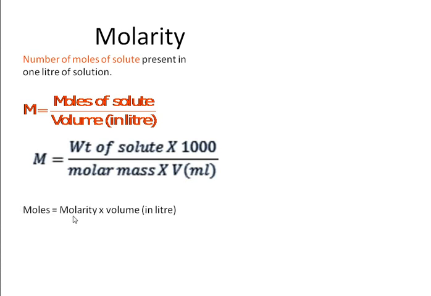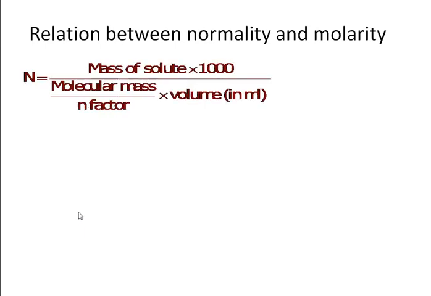If you want to calculate moles, then again the formula is the same: molarity into volume, where the volume should be in liter. If you want to calculate millimoles, then molarity should be multiplied by volume in ml. Here is the relationship between normality and molarity. Normality is the number of gram equivalents of solute present in 1 liter of solution.